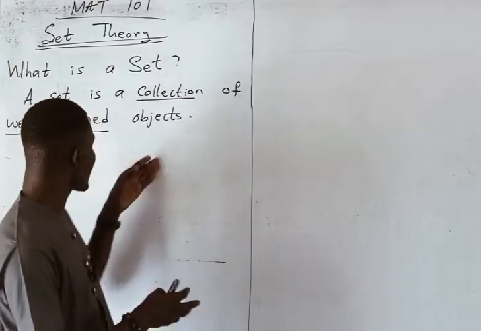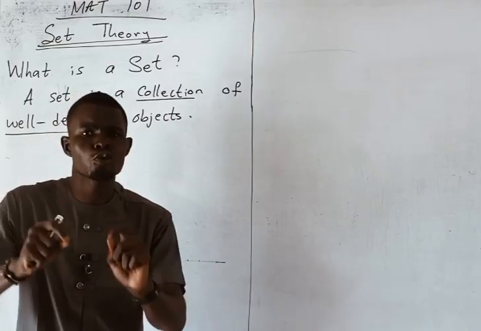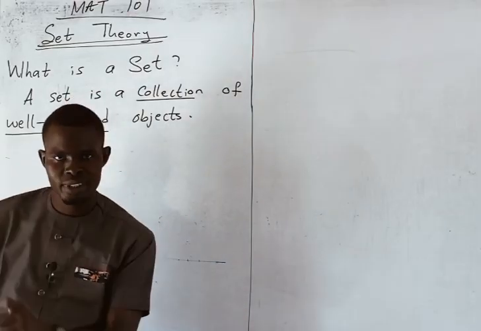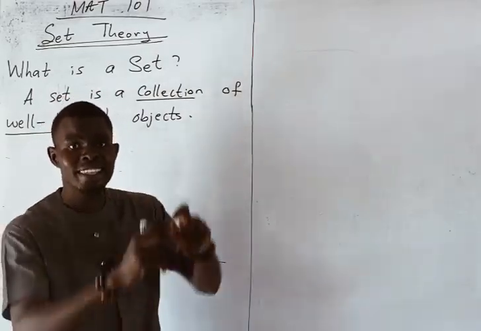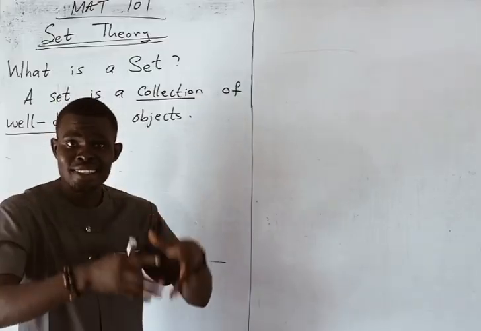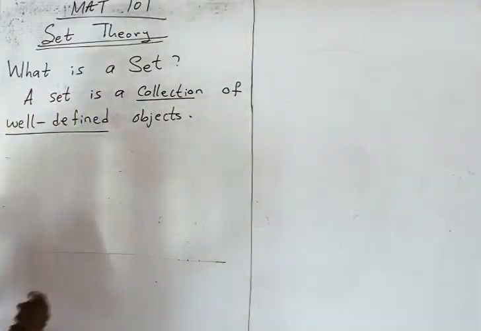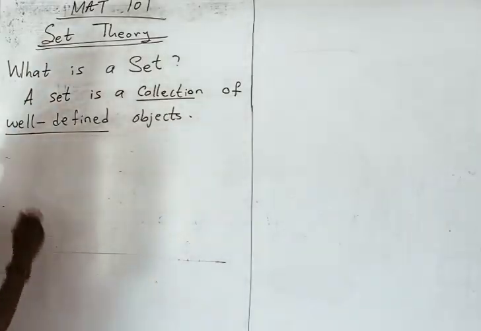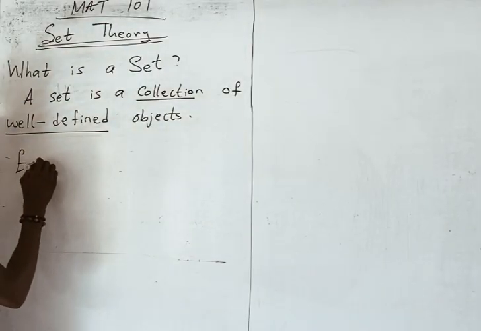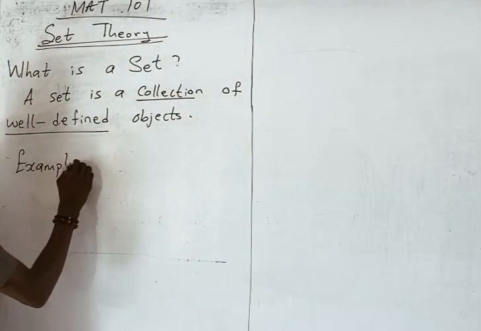So when talking about a set, a set is a collection of well-defined objects that are explicitly explained. The characteristics are explicitly stated. For instance, let's have some examples of sets in mathematics.